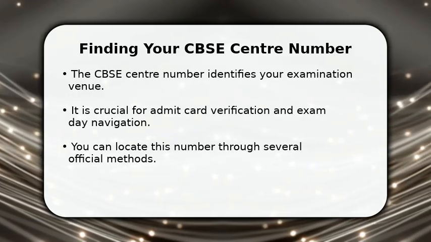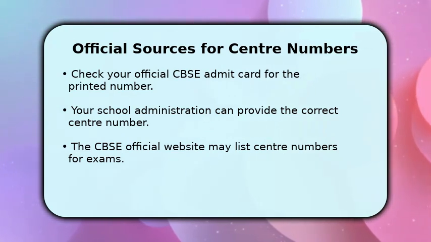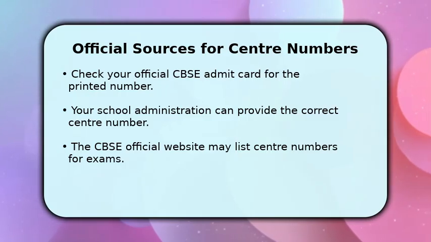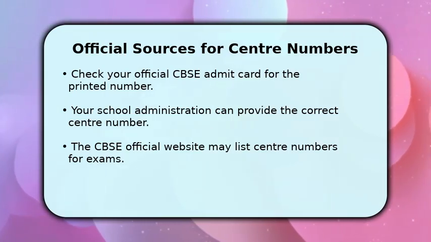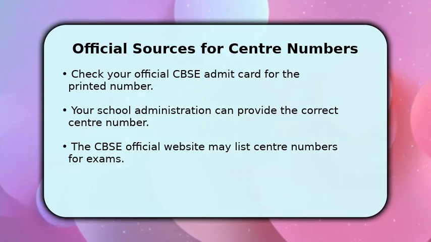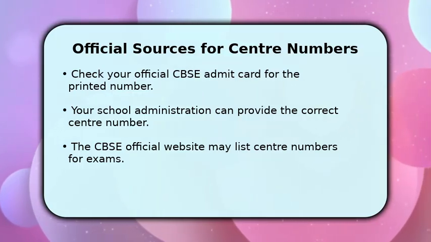Let's get started. There are a few reliable ways to find your CBSE center number. The most direct method is to look at your official admit card, where it is clearly printed. If you haven't received your admit card yet, or need to confirm, your school administration is an excellent resource. They have access to all relevant examination details.